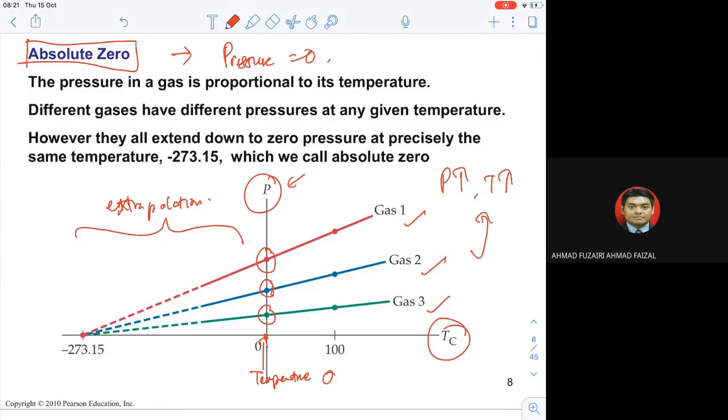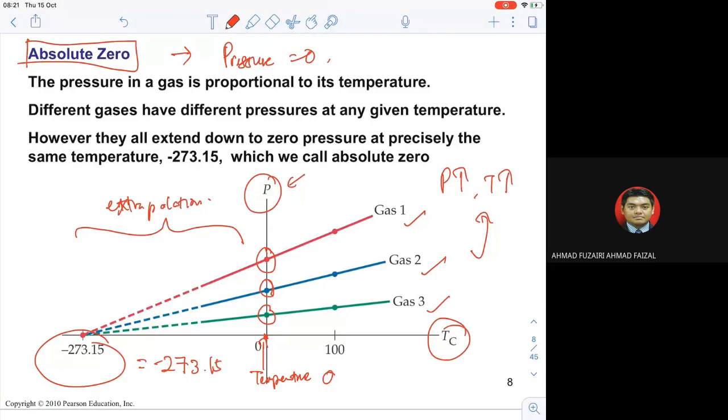So in every gas, when they try to do some experimental values during the experimental session, from gas number 1, gas number 2 and gas number 3, all gases will come to one temperature and only one temperature. When the pressure is zero, the temperature will fall to negative 273.15 degrees Celsius. So this is the part where we actually get pressure equals zero.